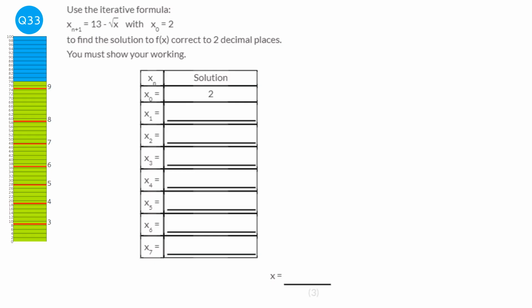We're going to literally just press the number 2, and then we're going to press equals. When you do that, it stores the 2 in the calculator's memory. The next thing we're going to do is type in 13, and as soon as you type in the 1, the 2 will disappear. So 13 minus square root of answer.